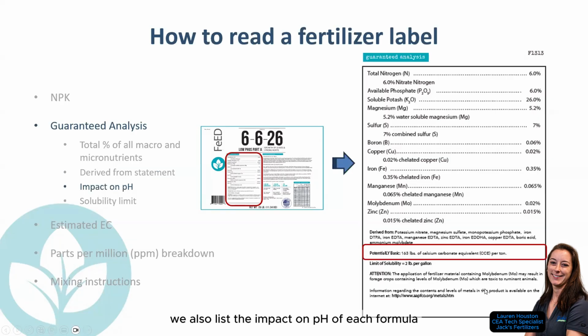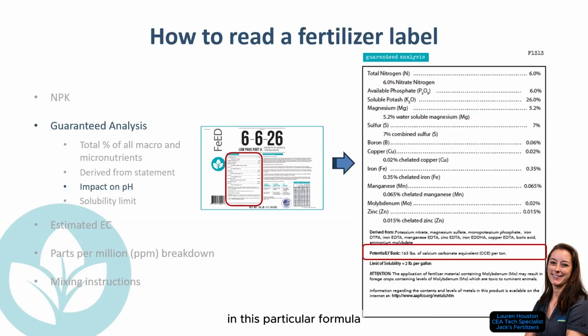And then similar to that, we also list the impact on pH of each formula. So what you're usually going to see here is it's going to say potentially basic or potentially acidic. If it's potentially basic, that means that the fertilizer is likely going to raise the pH of your solution over time. And if it says potentially acidic, it's going to lower the pH of your solution. And then what's really important to notice is after that part, it says how many pounds of calcium carbonate equivalent per ton. You don't need to know exactly what that means, just know that the higher the number that's listed there, the more it's going to change the pH.